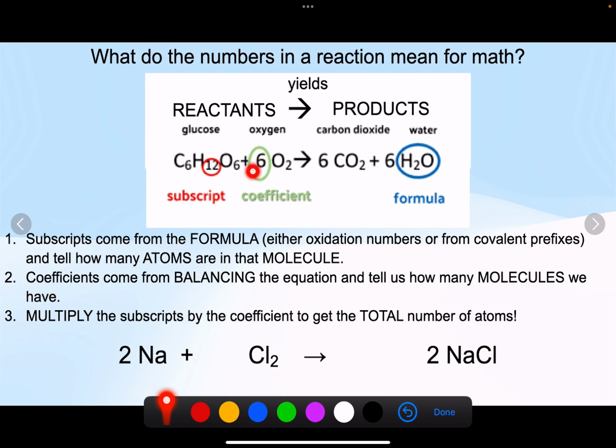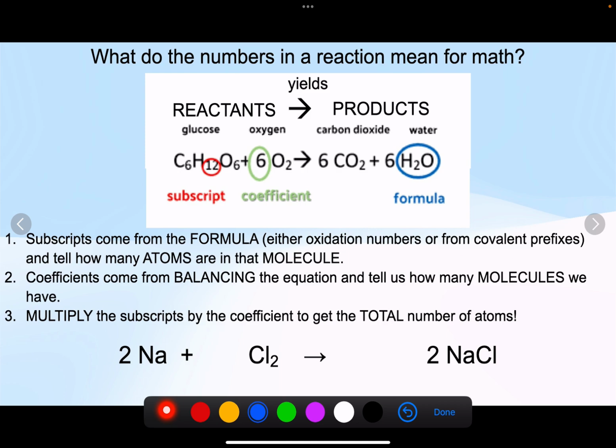Coefficients, those numbers out in front, those come from balancing the equation, and they tell us how many molecules we have. And that is how we balance the equations. It's a combination of the subscripts and the coefficients. And it is a multiplication process, okay? You multiply the subscripts by the coefficient to get the total number of atoms.